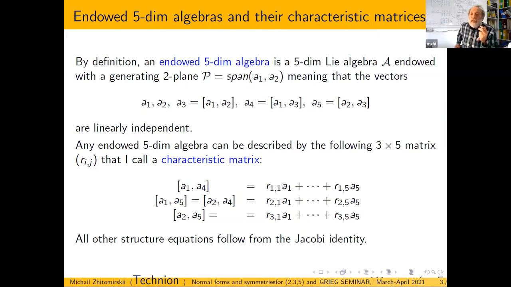But what can be free is the last two columns of this matrix. So R14, R15, R24, R25, R34, R35. This 3-by-2 matrix can be the last two columns of the characteristic matrix. It can be absolutely arbitrary. I will call it the reduced characteristic matrix, and it will also be very important.